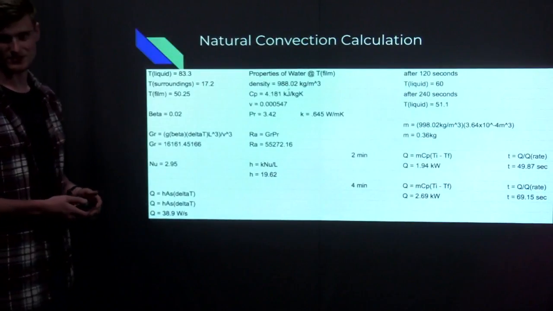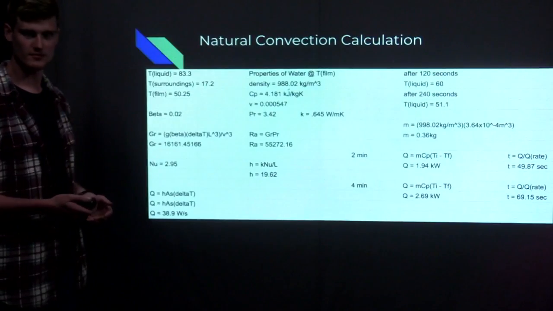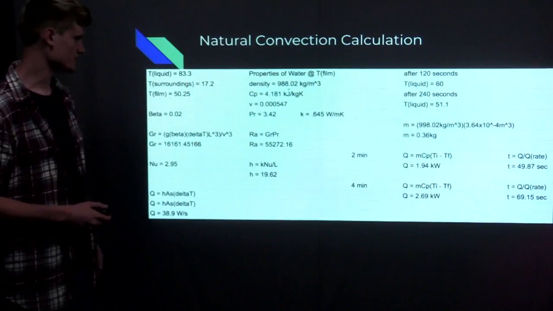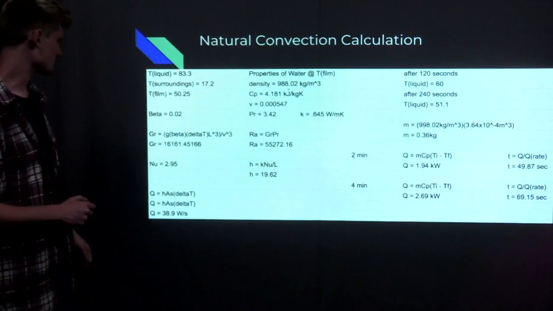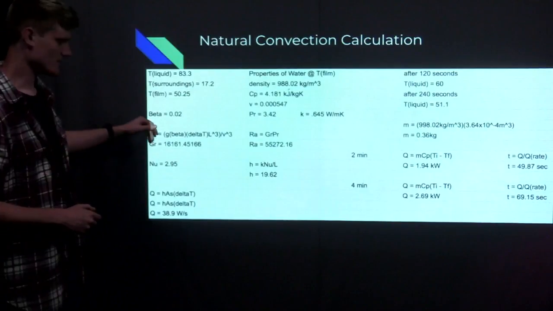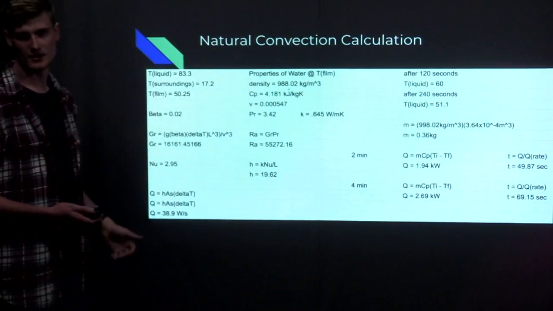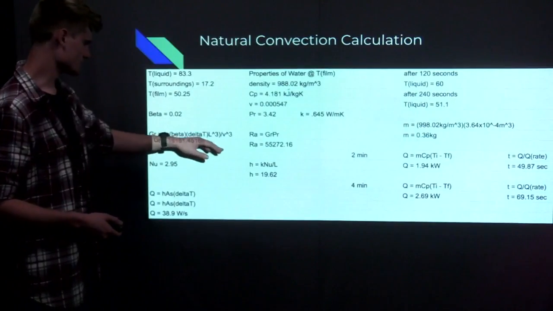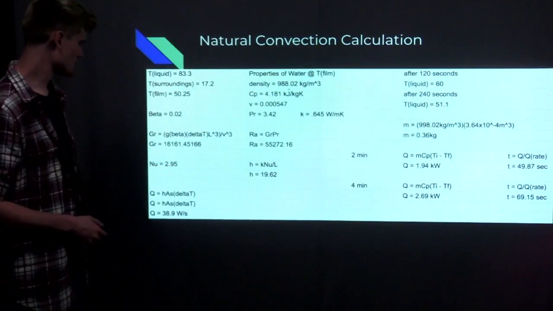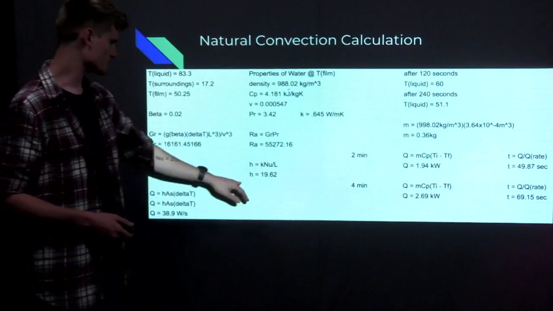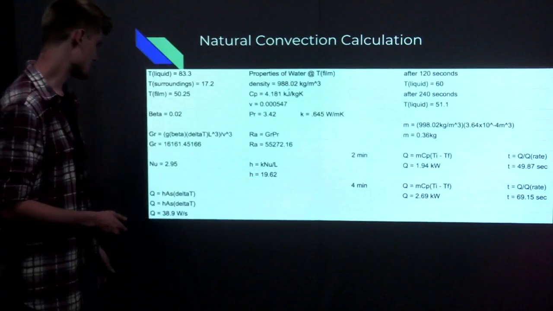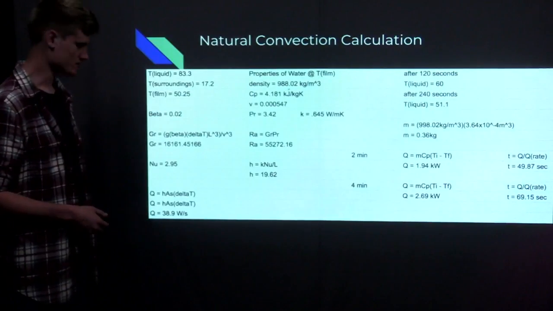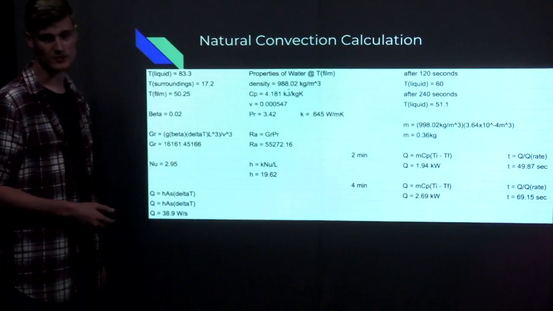For natural convection, we took a very similar approach to what we did for forced convection. We found all the properties of water, which were the same because we used the same temperatures. We found the film temperature to be 50.25 and beta to be 0.02. Instead of finding the Reynolds number, we found the Grashof number, and we used that and the Prandtl number to solve for Nusselt. Once we had the Nusselt number, we found H to be 19.62. After we found H, we used that to find our total heat transfer rate, which was 38.9 watts.